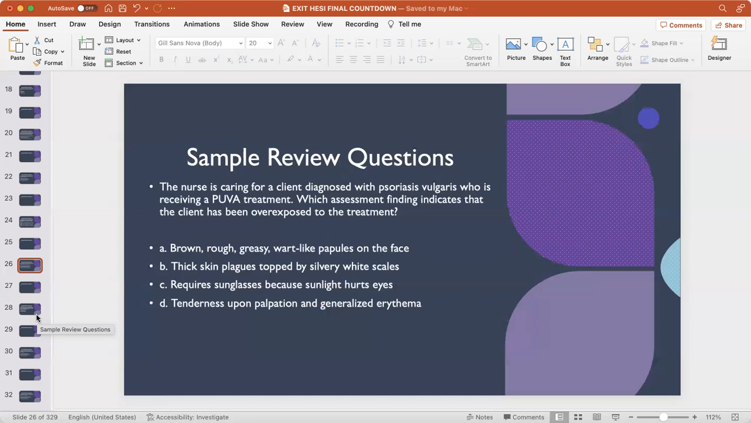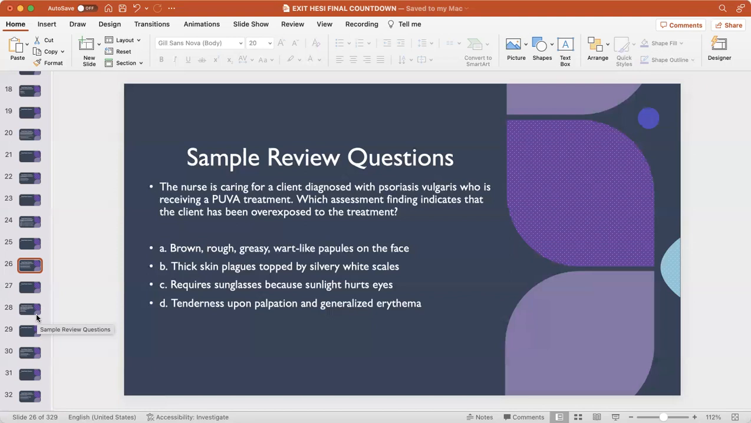One of these things is not like the other. Yeah, again. So what I see when I see A, B, and C is, when you have plaques, they're going to be the color silver. When you have papules on the face, they're going to be brown, rough, greasy, and wart-like. You're going to need sunglasses because looking at the sun is going to hurt your eyes.